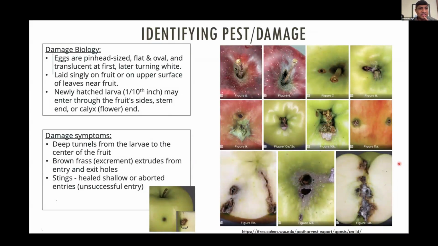It's a picture from Washington state, so they have a lot of these symptoms in there. You can see that it goes all the way to the middle, right? So the apple, and it's the same thing in walnuts too.